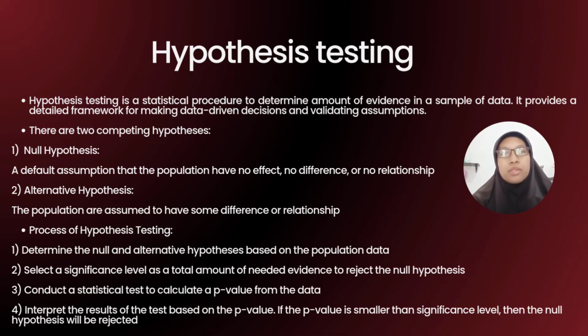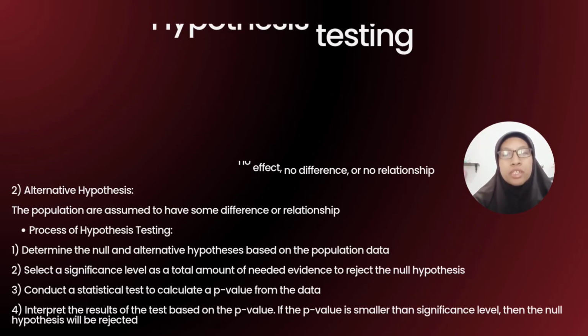The process of hypothesis testing: firstly, we must determine the null and alternative hypotheses based on the population data. Then, select a significance level as the total amount of evidence needed to reject the null hypothesis. Thirdly, conduct a statistical test to calculate a p-value from the data. After the result has been determined, interpret the results of the test based on the p-value. If the p-value is smaller than the significance level, then the null hypothesis will be rejected.